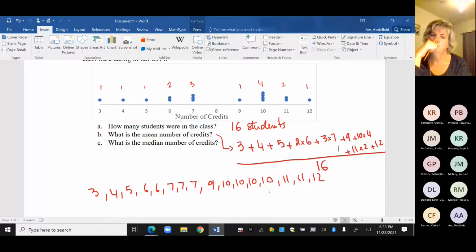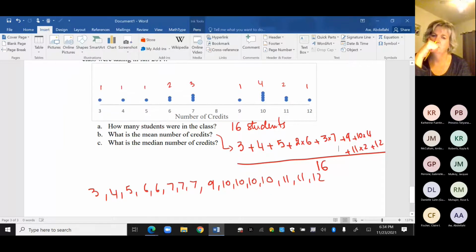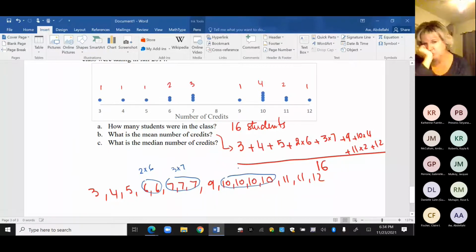Now, how many times do we have 6? 2 times 6, right? How many times you have 7? 3 times 7, right? How many times you have 10? 4 times 10, exactly. 11, 2 times 11, you see? So you don't need to write explicitly this way, but I agree for you.